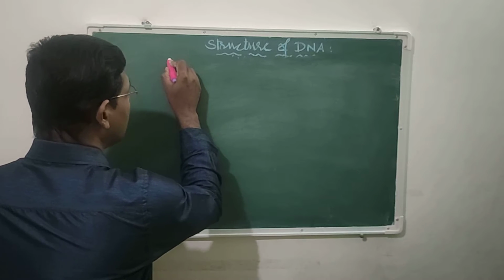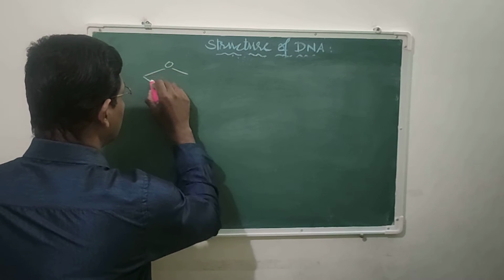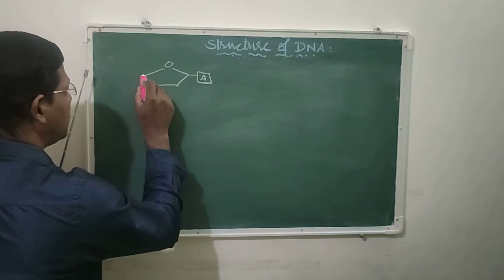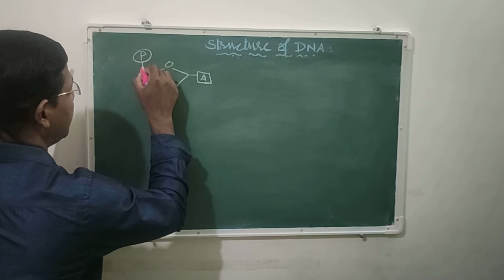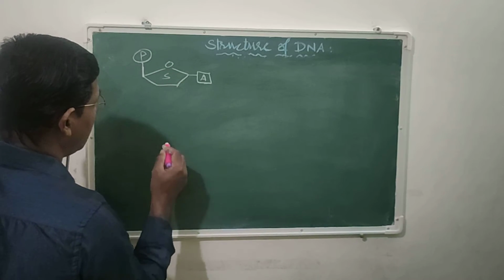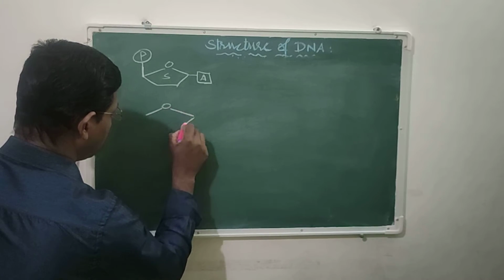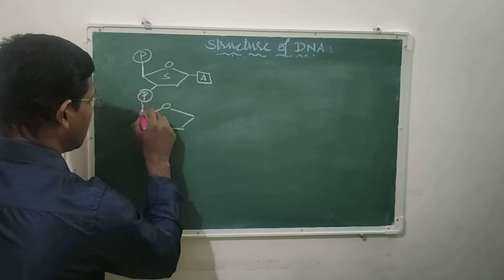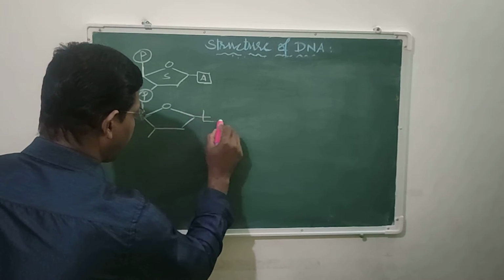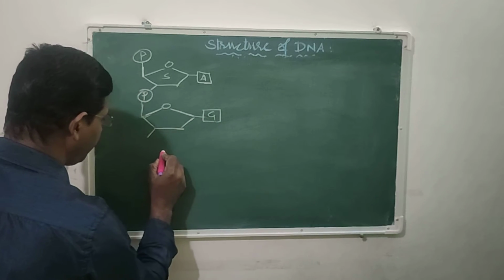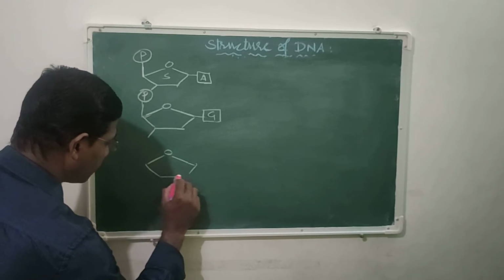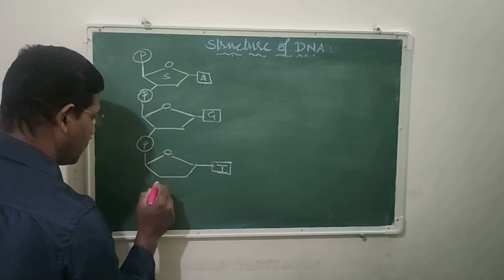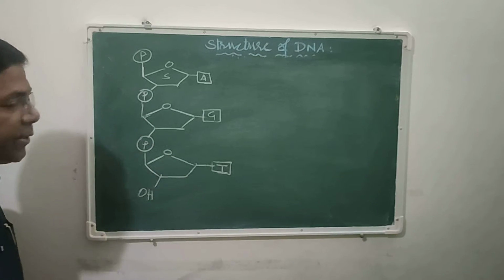Now let us see nucleotides. The nitrogen base, for example adenine, and a phosphate group attached to the fifth prime carbon atom make a nucleotide. If another nucleotide combines with it, let us consider this as a polynucleotide chain.